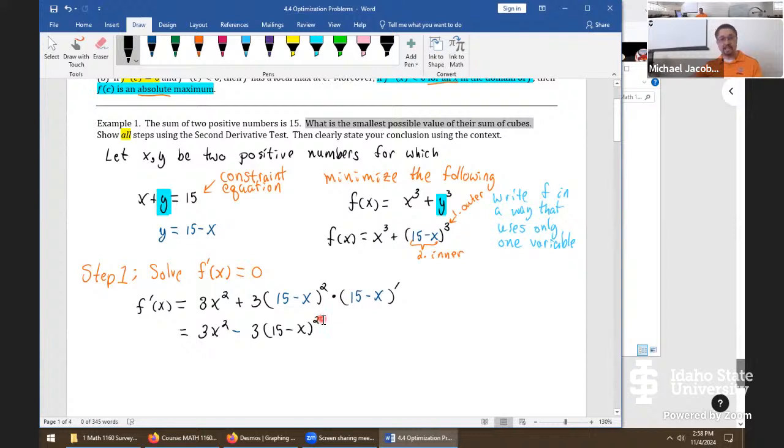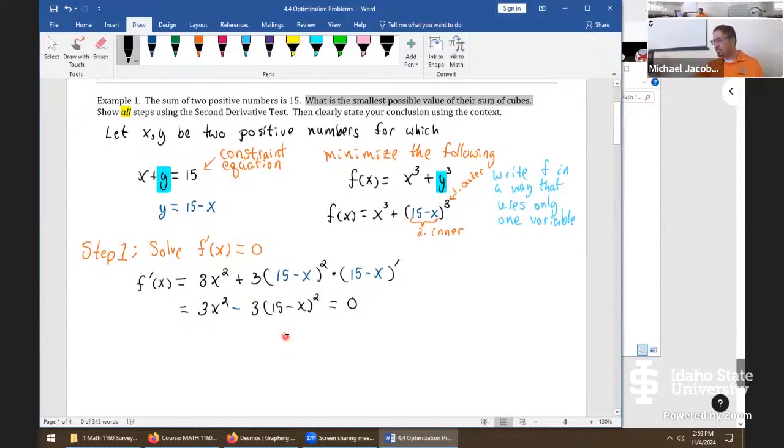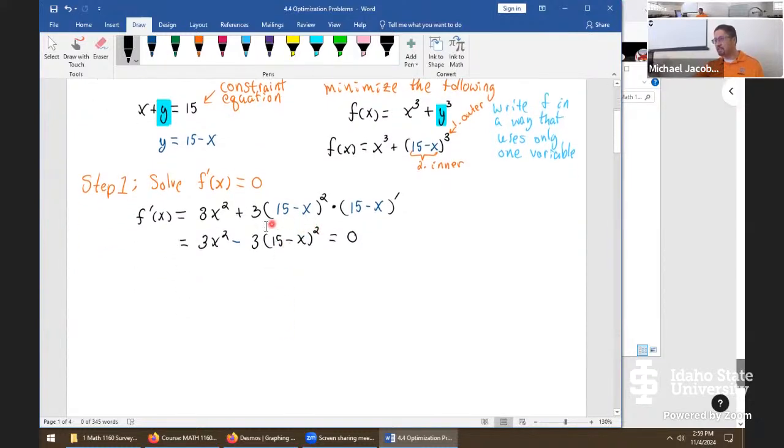We need now to set equal to 0 and solve. So there's us setting it to 0. Solving this thing is kind of a chore. It's going to involve expanding this out. So let's start by copying over here, 3x squared.